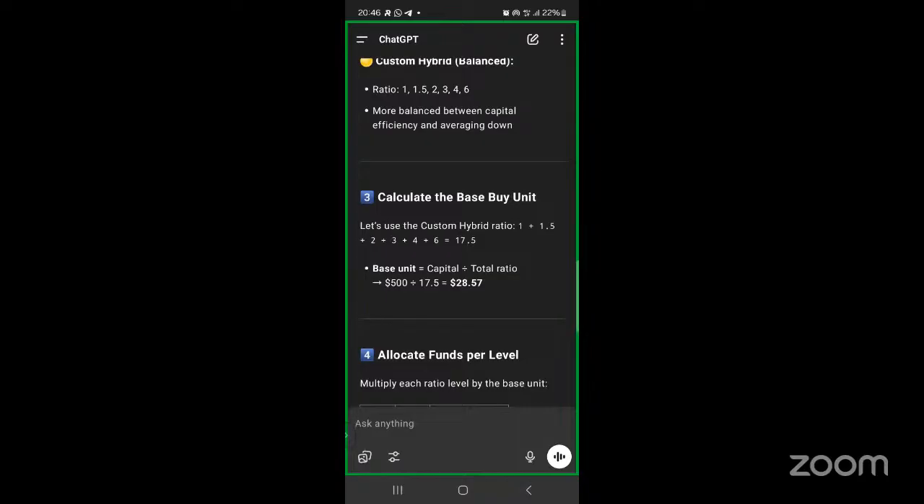How do we get the first buy-in amount? After choosing which buy-in ratio we are going to use, we now want to get how much will be the best unit. Best unit is the first buy-in amount.